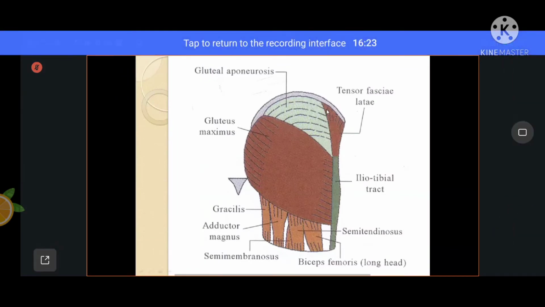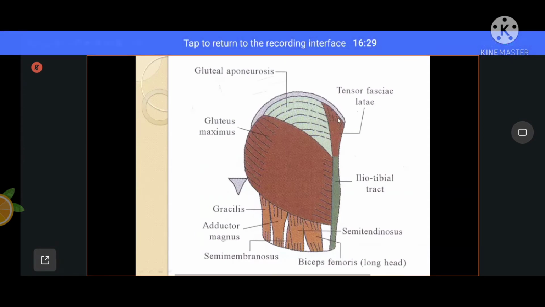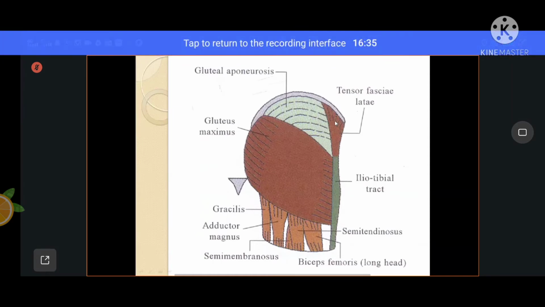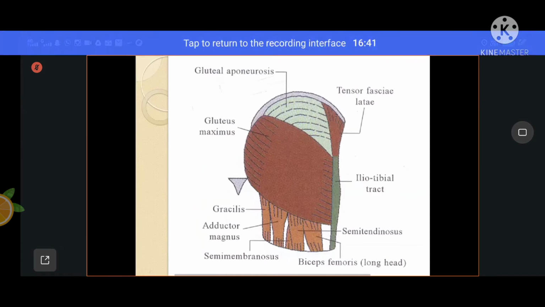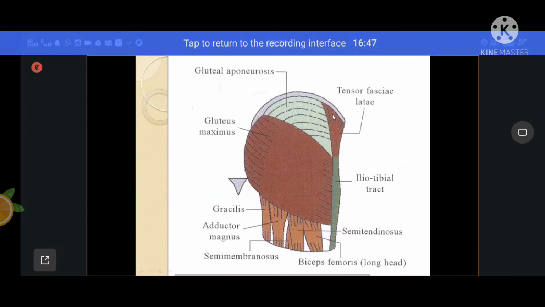Now supply from the superior gluteal nerve. They are getting their nerve supply from where? From the superior gluteal nerve. And moreover, this tensor fascia lata also helps in medial rotation of the hip joint. So there are only three muscles which are helping in medial rotation of the hip joint. What are those three muscles? Gluteus medius muscle, gluteus minimus muscle, and now the tensor fascia lata muscle.